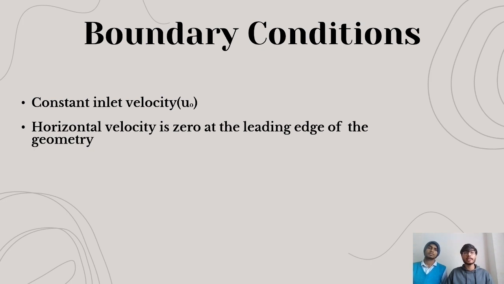Now these are the boundary conditions to solve the problem. The first one is the constant inlet velocity, which is u naught, and the second one is the horizontal velocity is 0 at the leading edge of the geometry.